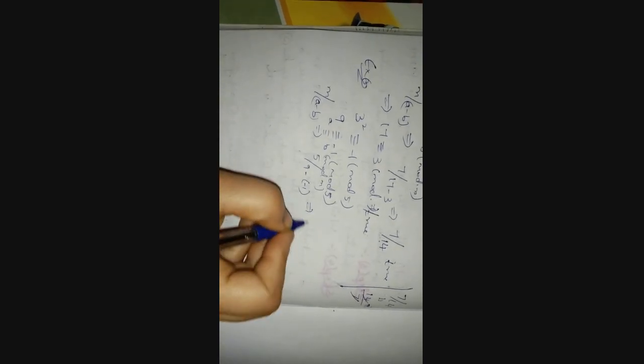Similarly, I'll pick example 3. Let me take 3 square is congruent to minus 1 mod 5. 3 square is 9, so 9 is congruent to minus 1 mod 5. Similarly I'll check: M divides A minus B, so 5 divides A, which is 9, minus B, which is minus 1. Minus into minus is plus 1, so 5 divides 10. That is possible, 5 ones are 5, 5 twos are 10. It is true, so 3 square is congruent to minus 1 mod 5.